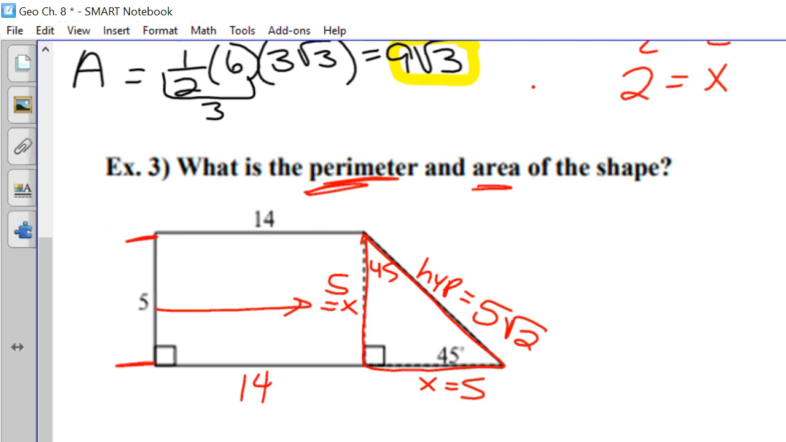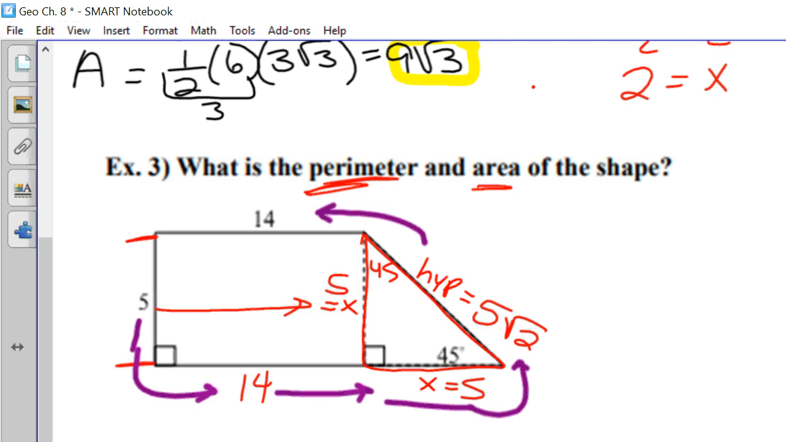Oh, so we have all of our dimensions. Our perimeter is all of our sides added together. So we're going to take a little march around the shape, and we're going to start with 5, and add in 14, and add in 5, and add in 5 root 2, and then add in 14, and then we come back, oh, we already got that 5.